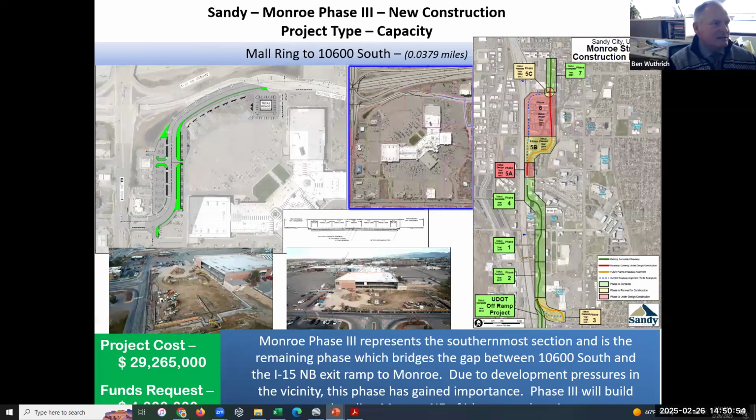The next project is a project request from Sandy City. This is for the Monroe Phase 3. This is new construction between the Mall Ring Road to 106 South. This project is estimated to cost $29+ million. Funds being requested are $4 million.